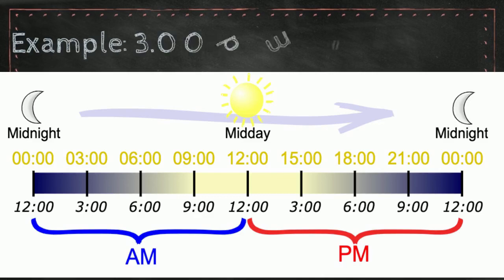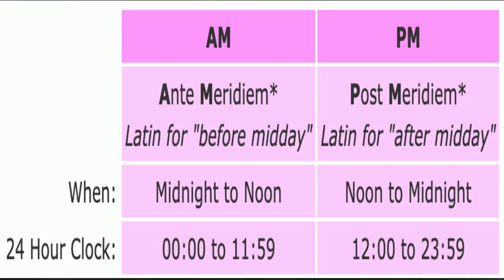So there are different ways of telling the time. To make it a little bit easier to understand, you can have a look at this table. For example, from midnight to noon, or from 0 o'clock to 11:59, is counted as AM, and from noon to midnight, which is from 12 o'clock to 23:59, is PM.